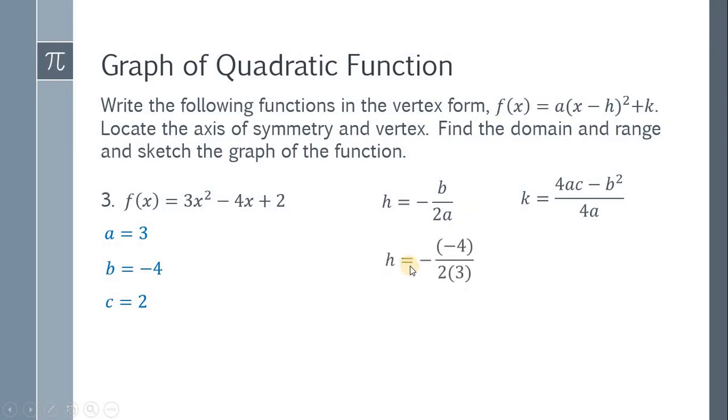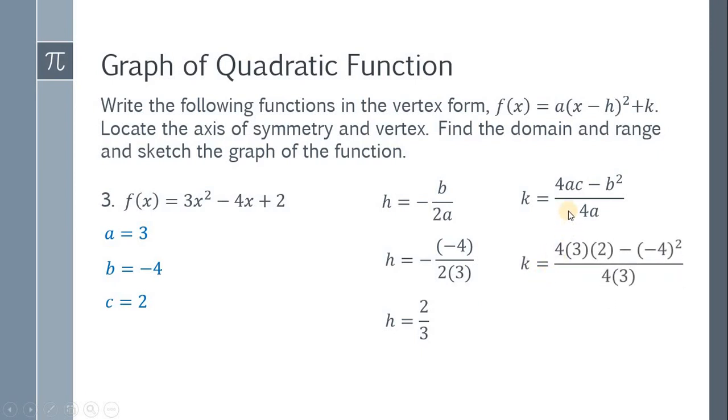So, we have h is equal to negative of negative 4 over 2 times 3. Our b is negative 4, and our a is positive 3. So, we have 4 over 6, or simply 2 over 3. So, we have the value of h. Next, the value of k.